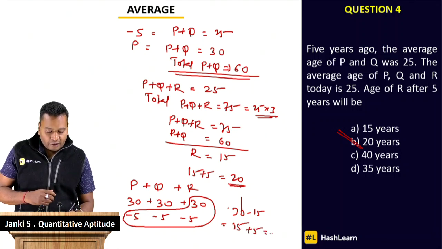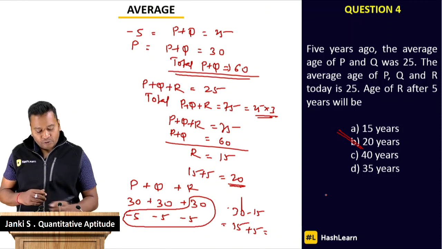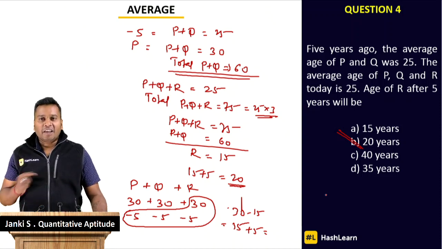Plus 5 is the value after 5 years. That's nothing but 20. So the value can be nothing but 20. So that's the second thing which you can do, right? Apart from the normal calculation.